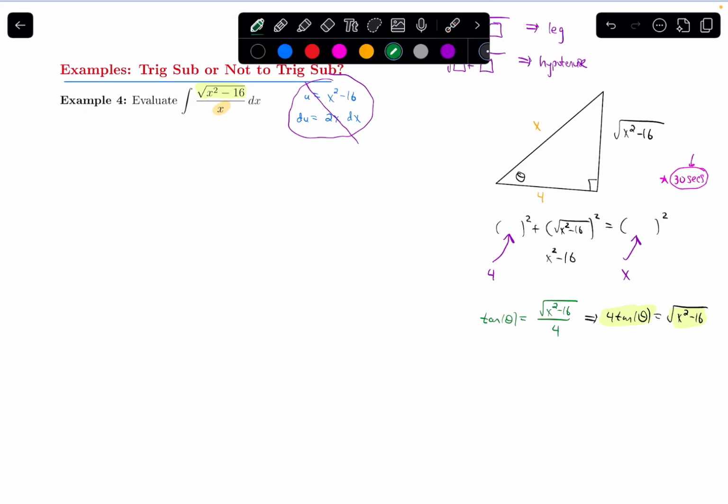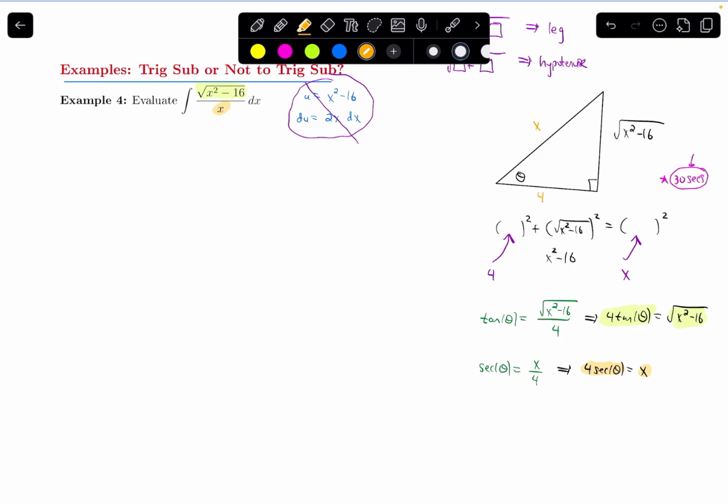I'm going to do secant just because if I do secant, x ends up being on the numerator and it's easier to isolate for it than if I were to do cosine. But I could do either. So secant of theta is x over 4. And if I isolate for the x, we get 4 secant of theta equals x. Okay, I will highlight that. So x is 4 secant of theta.